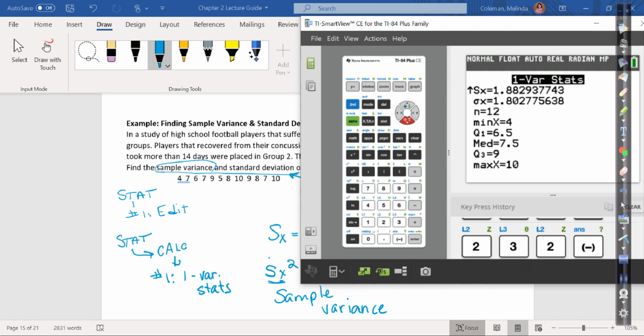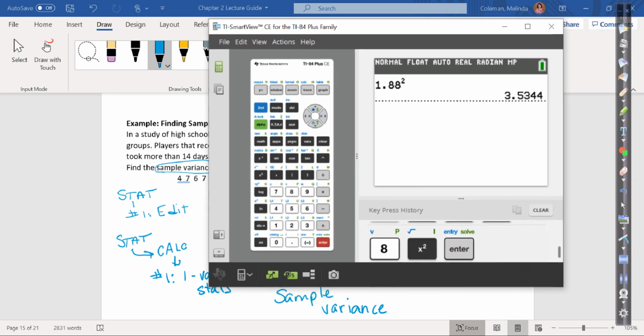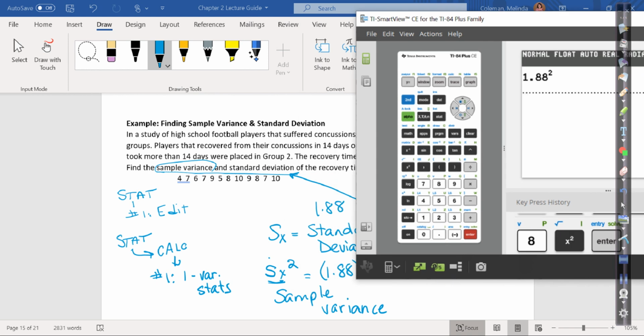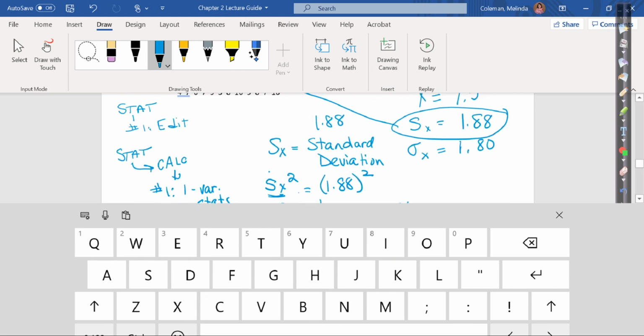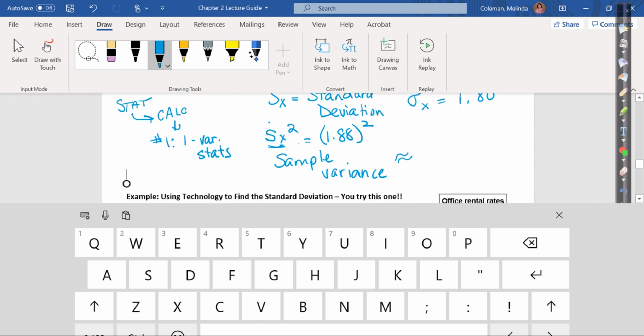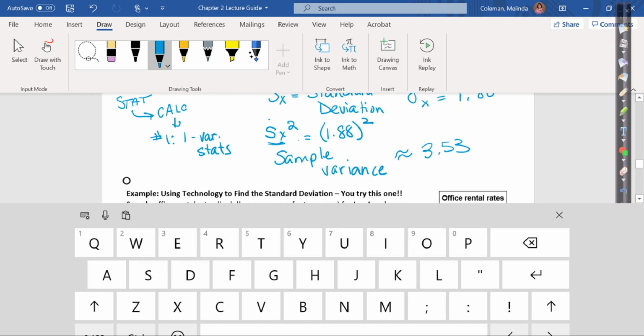Remember to go to the home menu. I have to hit second, quit, and I'm going to take the 1.88 and I'm going to square it. And I end up with about 3.5344. So this is an approximate value. Truthfully, this is also an approximate value. And that was, we said, about 3.53. And usually 2 or 3 decimal points is enough to go out.